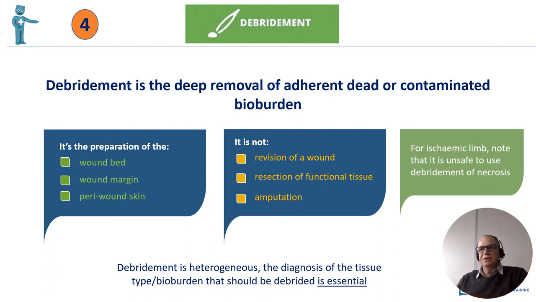That's a surgical procedure. It is not the resection of healthy tissue, and debridement obviously has got nothing to do with amputations. Remember that when we have ischemia, it is unsafe to debride that necrotic tissue. We need to make sure that there is enough circulation, that if we are debriding that wound, we have enough support that the wound will not become necrotic again, but starts the trajectory towards healing.